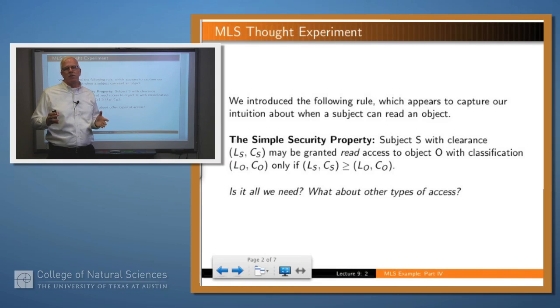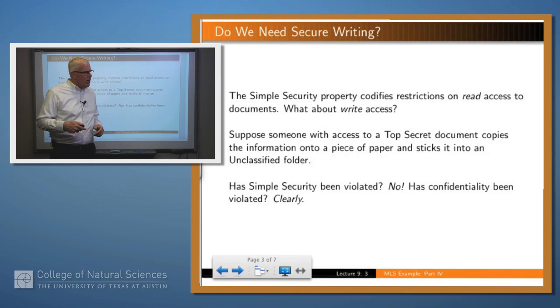So the question is, is that all that's needed? If you're thinking in terms of General Eisenhower's office and somebody asking for access to a document laying on the desk, that may be all that's needed. But there are some subtleties which we ought to consider. Okay, so think about the following. The simple security rule codifies what it means to be granted read access. Is that all that's necessary?